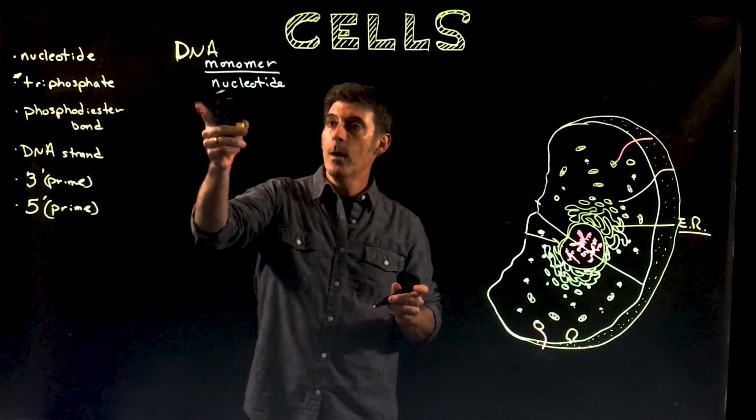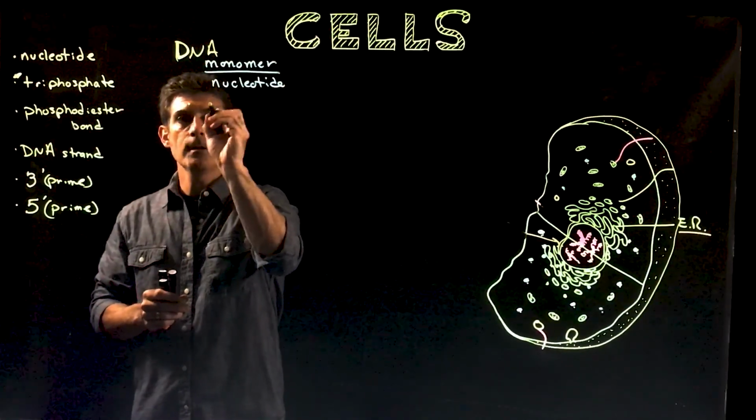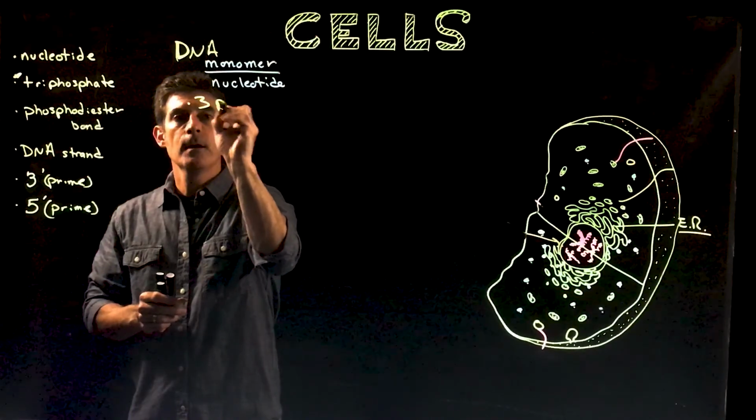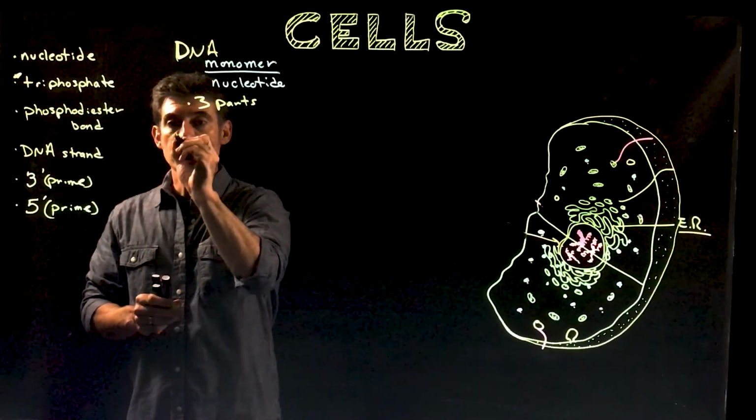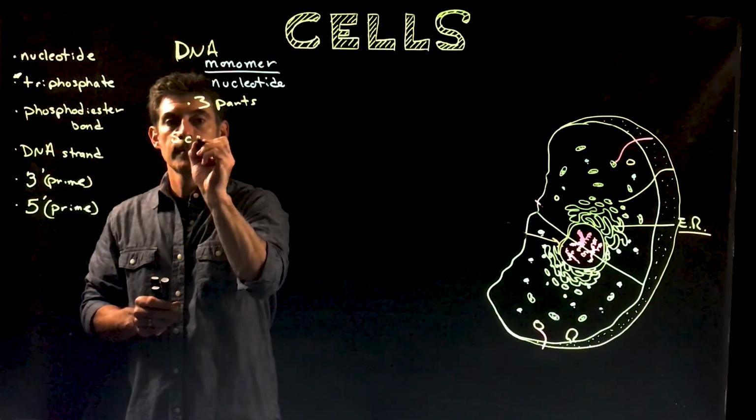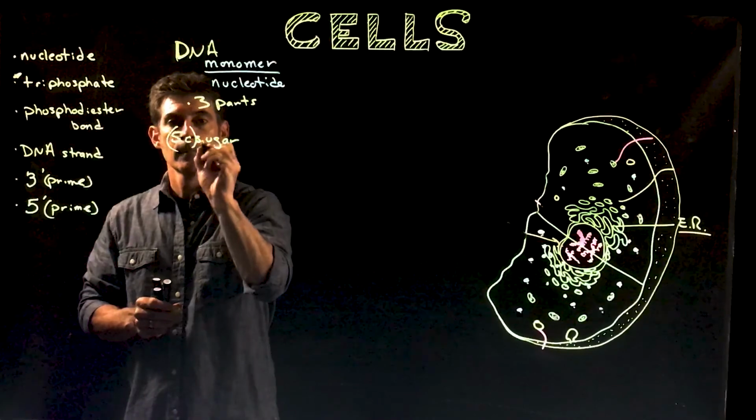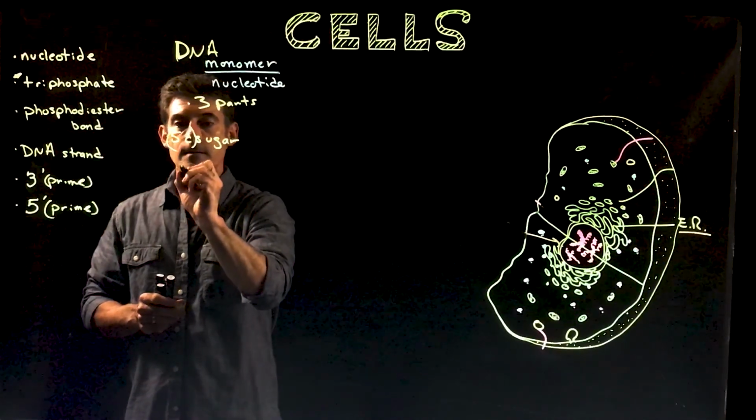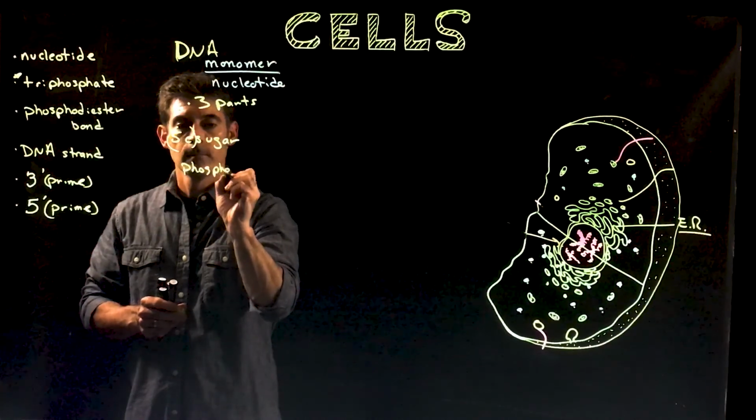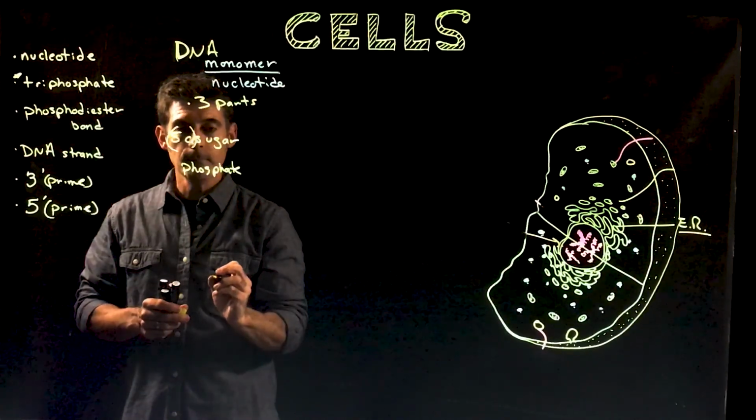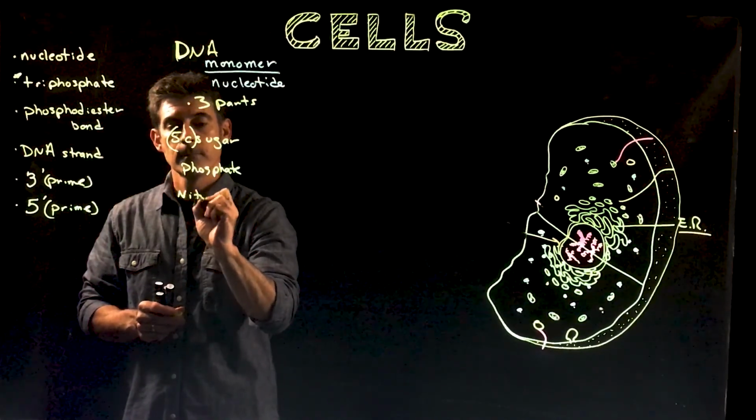So we want to know, what is a nucleotide? Well, the nucleotide is made up of 3 parts. There is a 5-carbon sugar. There is a phosphate functional group. And then there's something called a nitrogenous base.